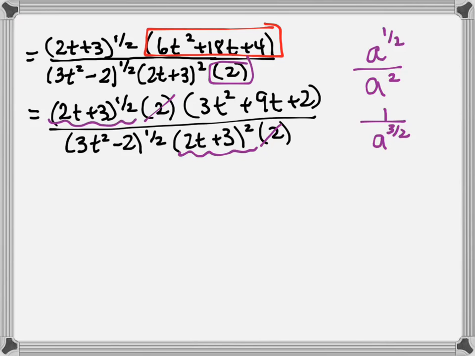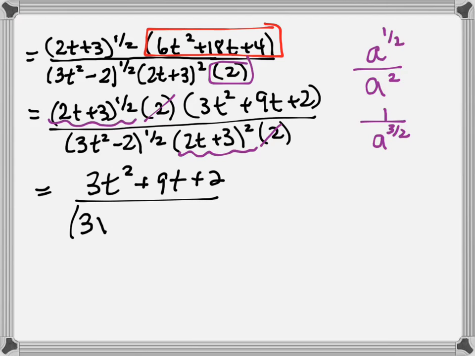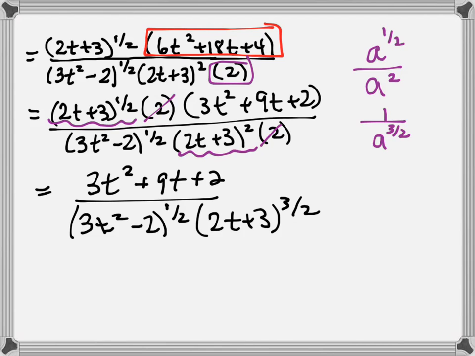Okay? All right, so the last piece, almost done with the problem. I know you guys are weary of this particular problem, so am I. Is that I have 3t squared plus 9t plus 2 on top. On the bottom, I have the 3t squared minus 2 to the 1/2, and then I've got 2t plus 3 to the 3/2.